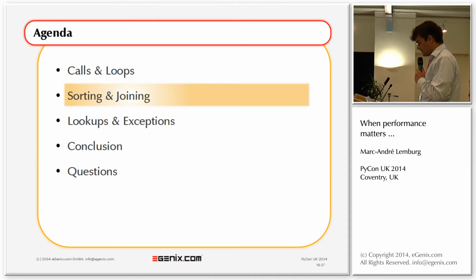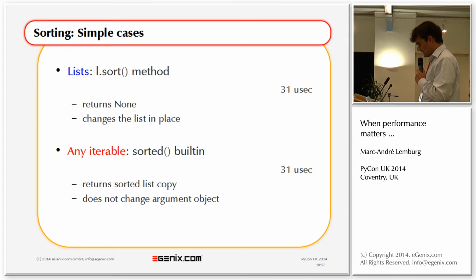So next is sorting. There are two basic methods that you use in Python to do sorting. One is the sort method in Python, and the other is the sorted built-in. How many of you know the sorted built-in? OK, not all of you.